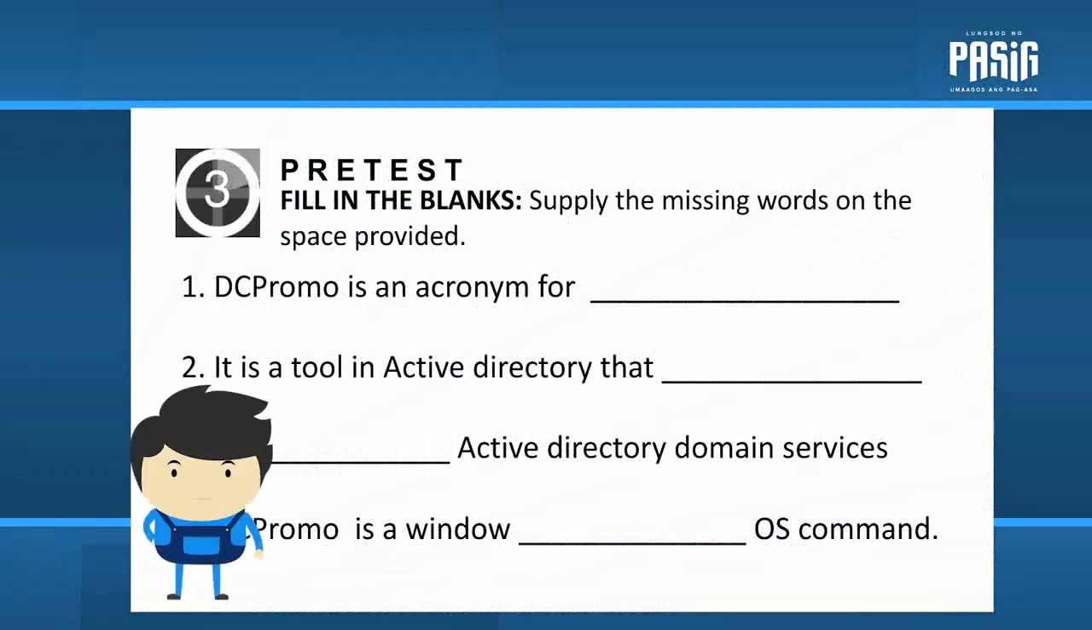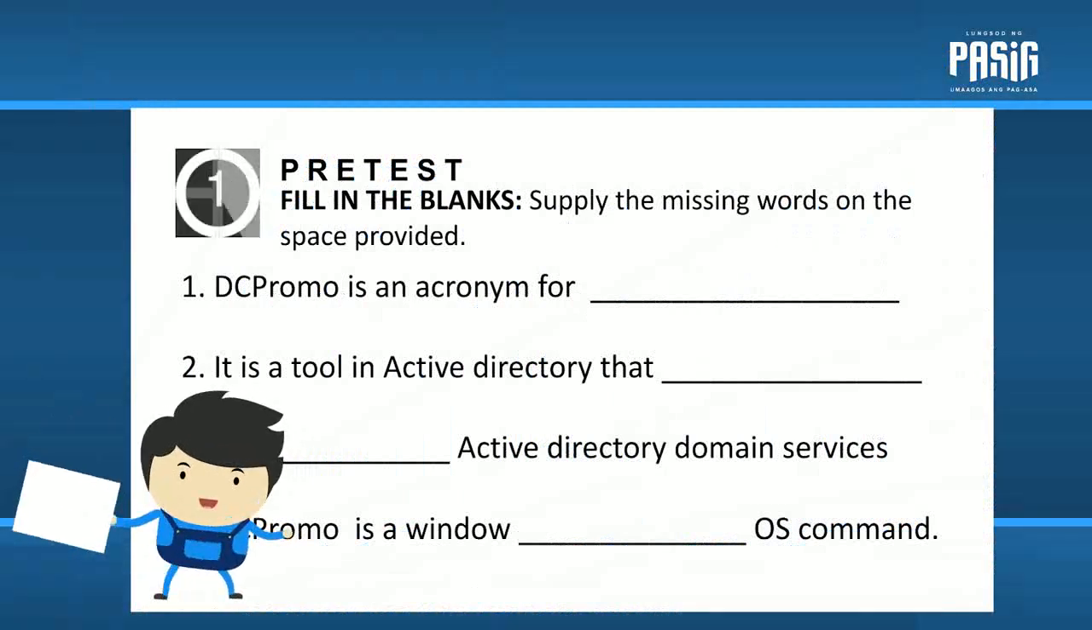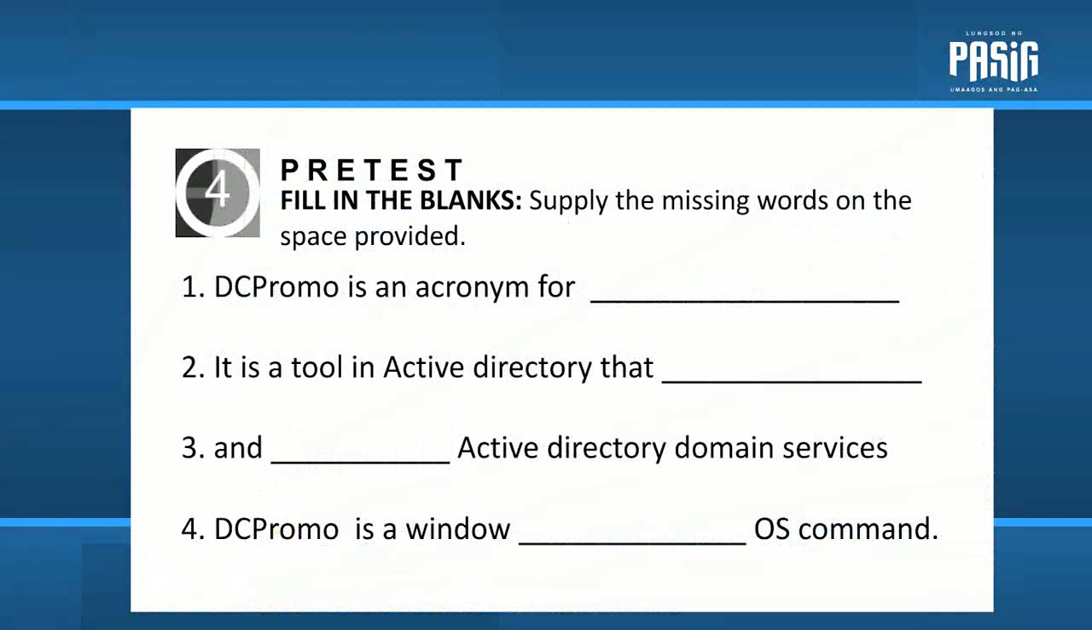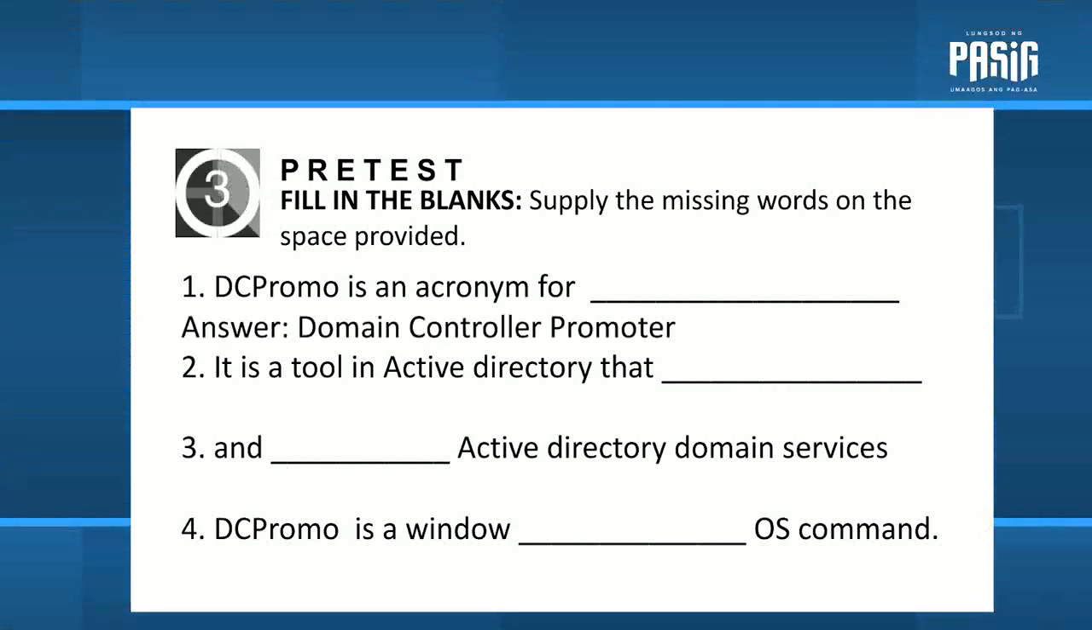Before we proceed to our lesson, let's answer the pre-test. Directions. Fill in the blanks. Supply the missing words on the space provided. Number 1. DCPromo is an acronym for blank. The answer is Domain Controller Promoter. Number 2. It is a tool in Active Directory that blank. The answer is installs. Number 3. And blank Active Directory Domain Services.